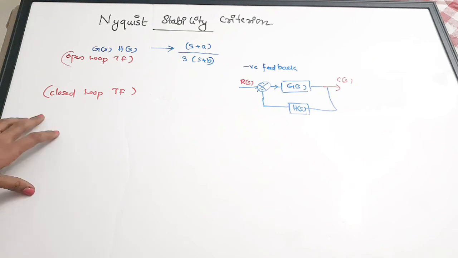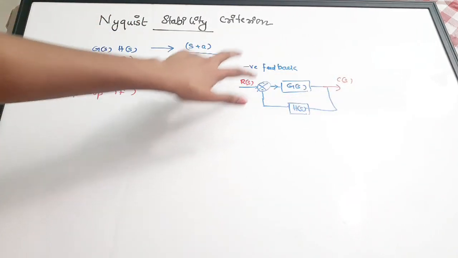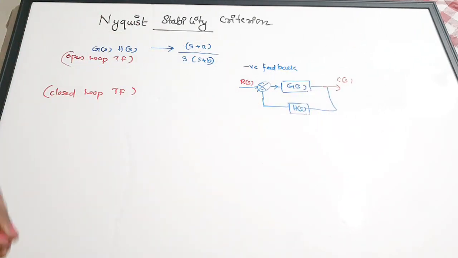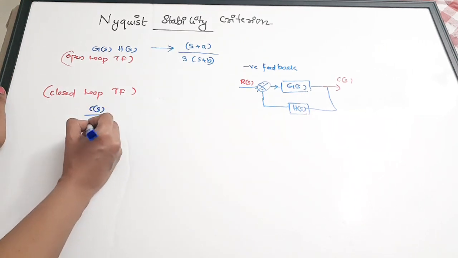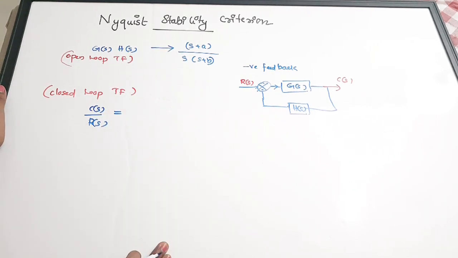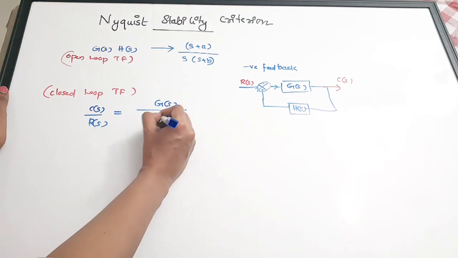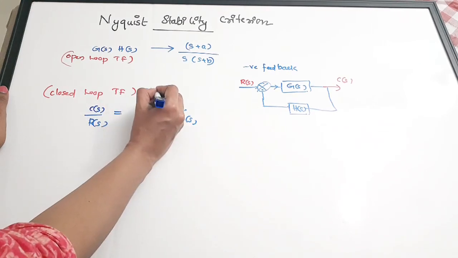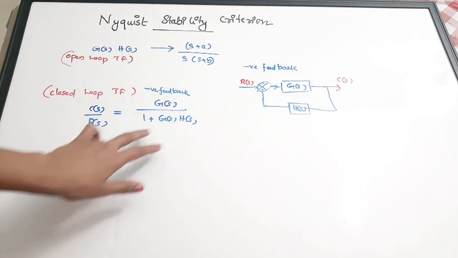So the closed loop transfer function will be the ratio of output to input. So this is entirely your closed loop. Output is C of S, input is R of S, and the ratio will give you your transfer function, right? So C of S by R of S, and since it's a negative feedback, it will be G of S by 1 plus G of S, H of S for a negative feedback.